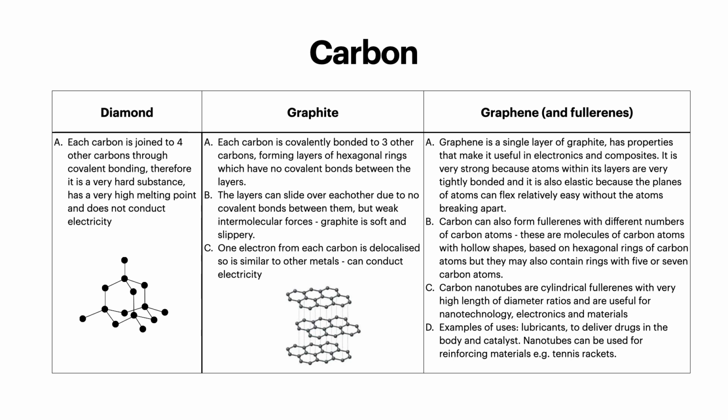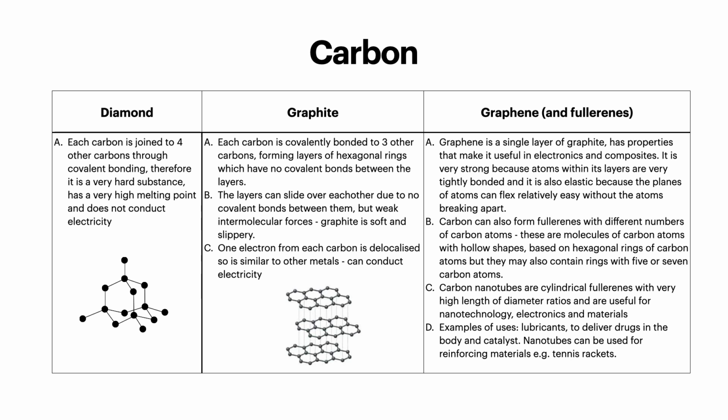Then looking more specifically at carbon, the oh so wonderful carbon that is basically the foundation of a lot of chemistry and science. First looking at diamond, each carbon is joined to 4 other carbons through covalent bonding. Therefore, it's a very hard substance, has a very high melting point, and does not conduct electricity.